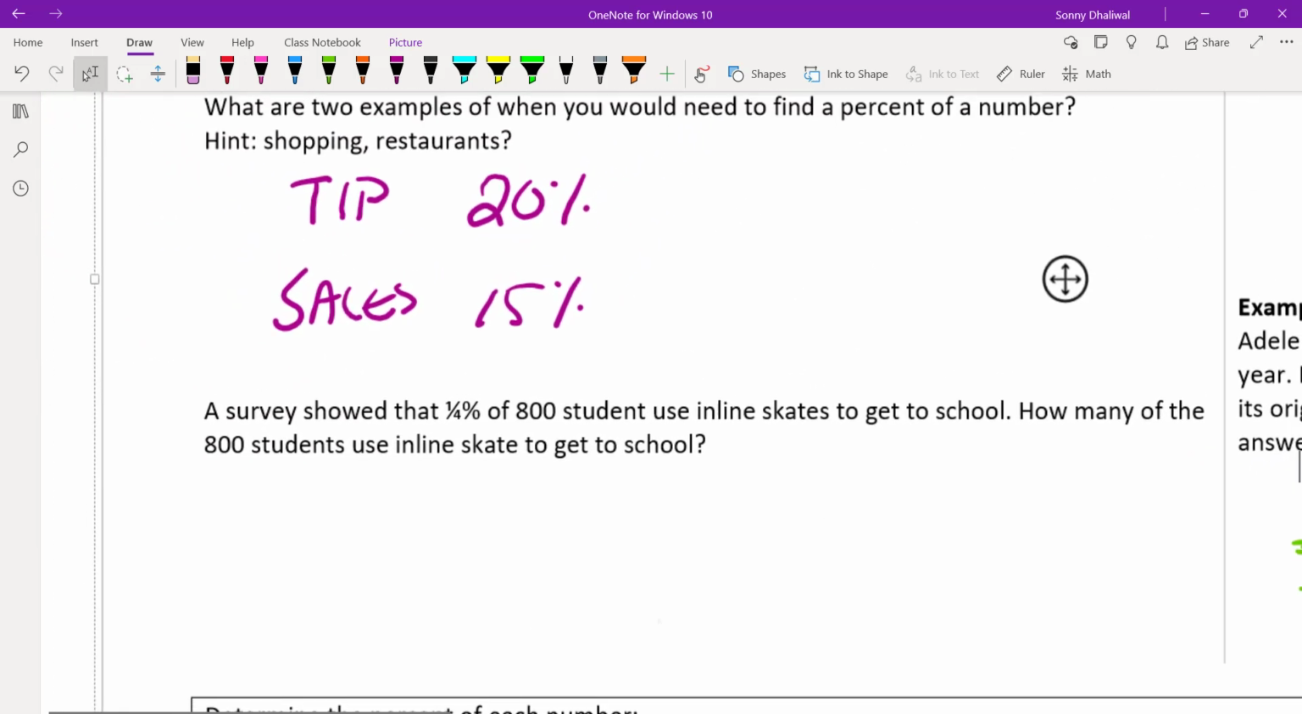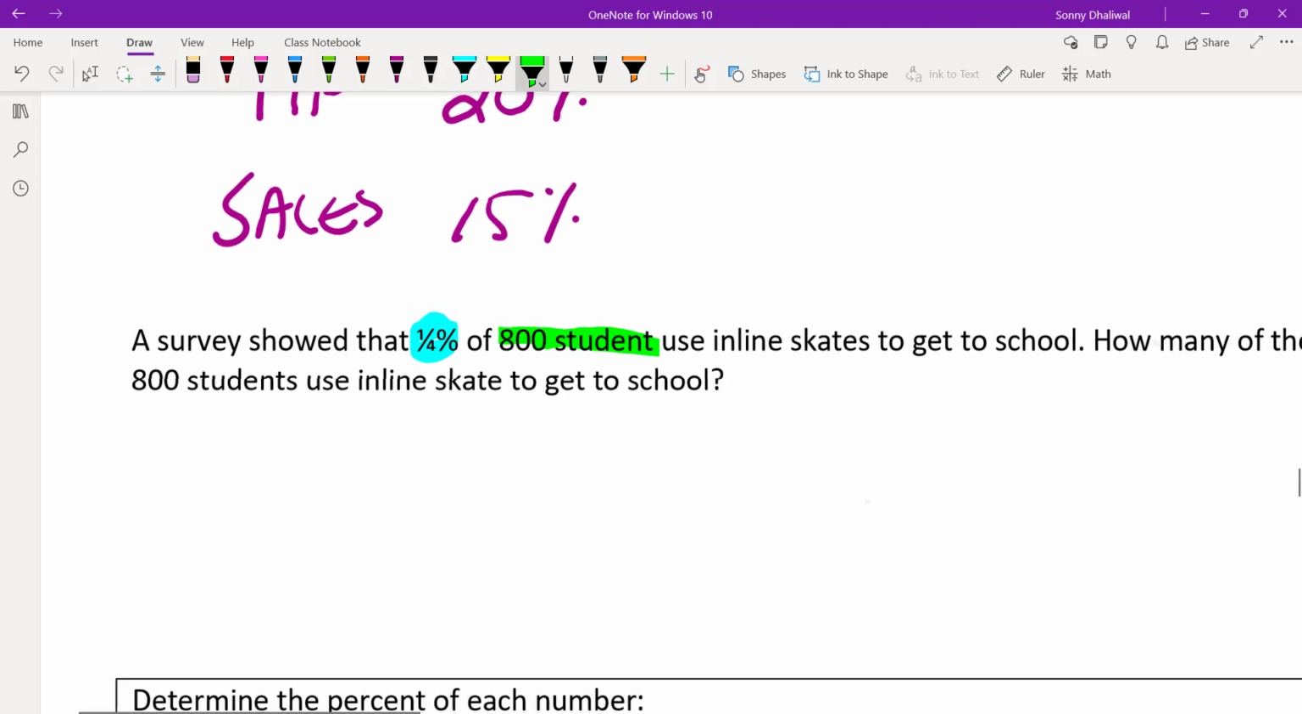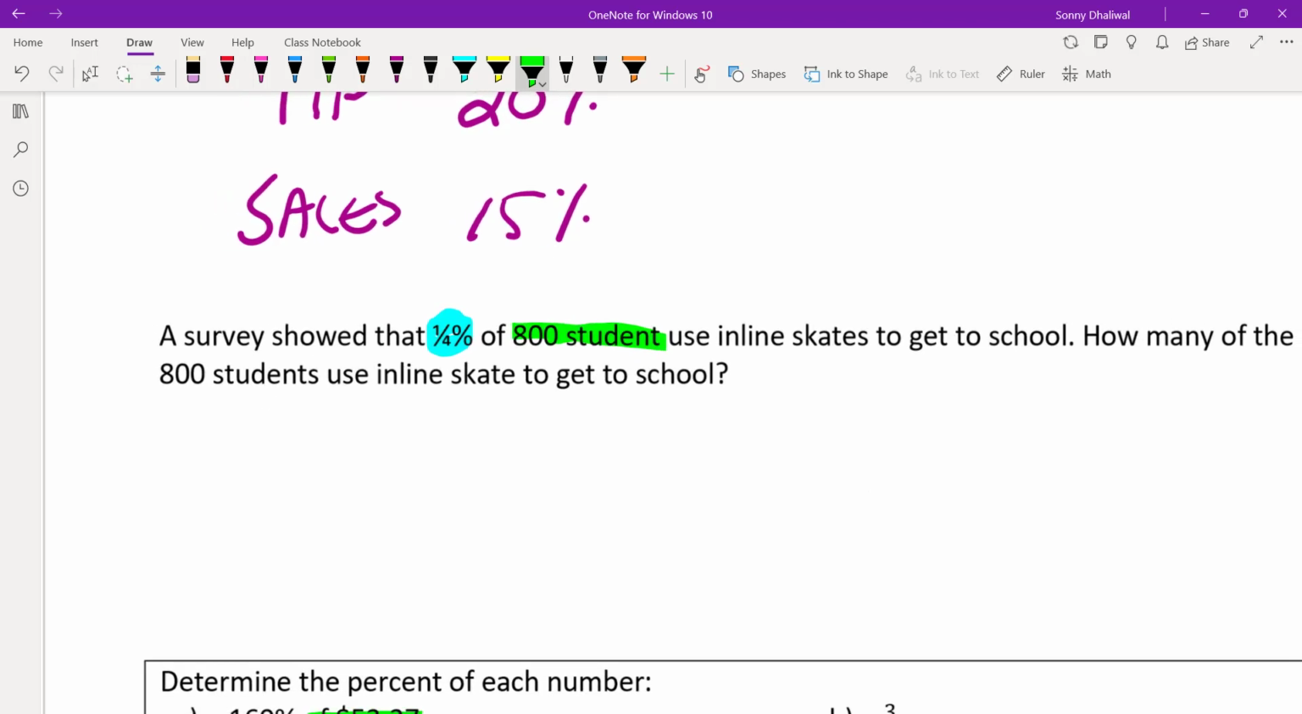Okay, let's do this last one. We'll call it quits after this one. Okay, a survey showed 1/4% of 800 students use inline skates to get to school. How many of the 800 students use inline skates, rollerblades, to get to school? Right? So I'm going to write this out. 1/4% of 800.